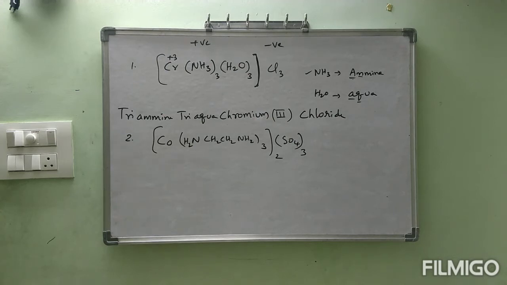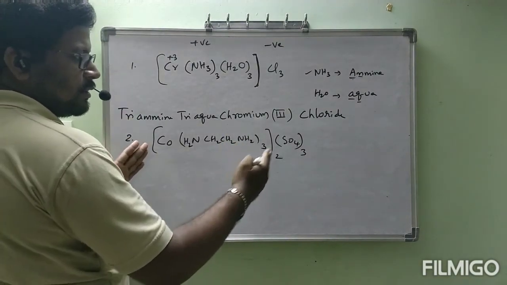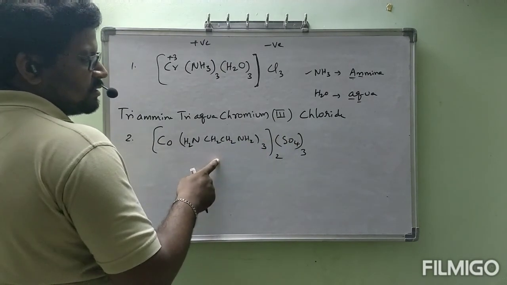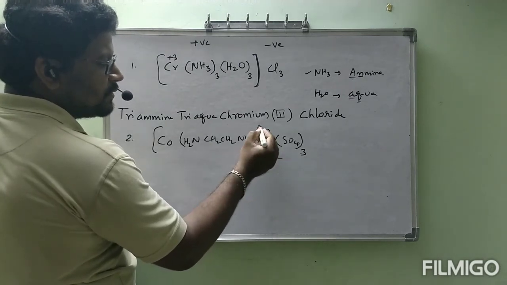Now let us see how to find the charge present. See, first we have the square bracket. Next SO4, this is the counter ion. This is the complex ion. This complex ion charge must be this 3 we have right here, +3.